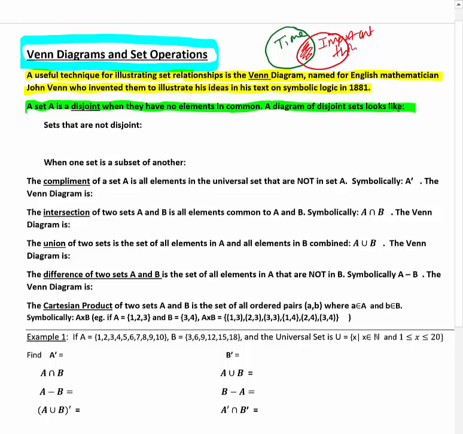And then infinite, of course, I think we know what that means. That means there's no end to the set. But finite means there is an end. There's a finite number of elements.